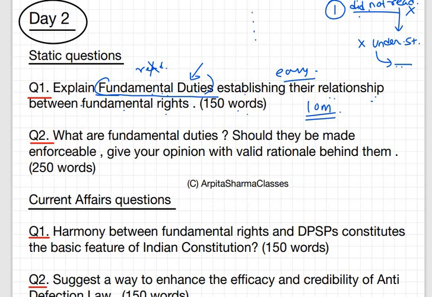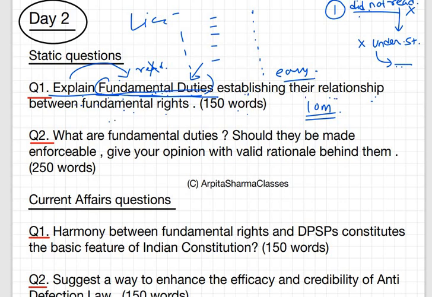They wrote all the fundamental duties which are mentioned. Where in the question did the examiner ask to write all the fundamental duties? Let me know. The question was saying explain fundamental duties. That means what is a fundamental duty? Right? Nowhere in the question is it being asked to write down all the fundamental duties or list down all the fundamental duties. You just had to explain what you understand by the term fundamental duties. Establishing their relationship with fundamental rights.